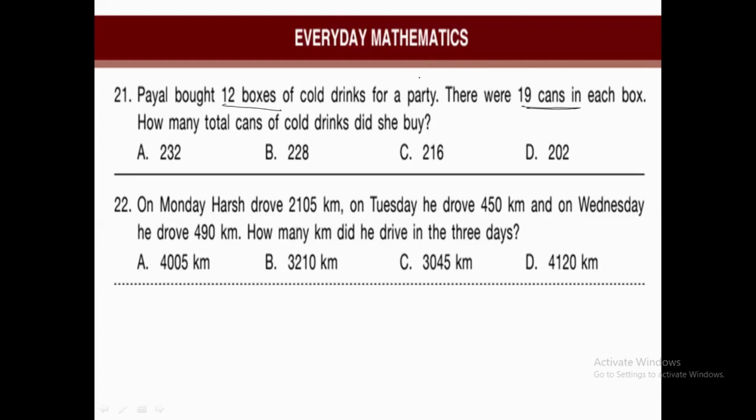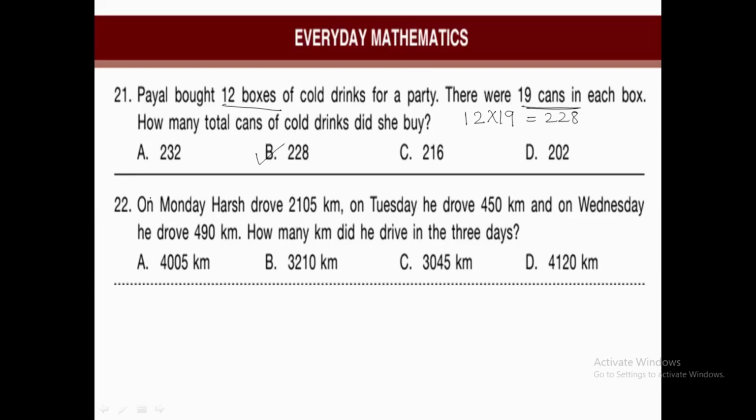So what will you do? You will multiply over here. You will multiply 12 by 19. And if you are multiplying 12 by 19, what are you getting? You will get 228, which is option number B. Understood? Okay, let's move to question number 22.